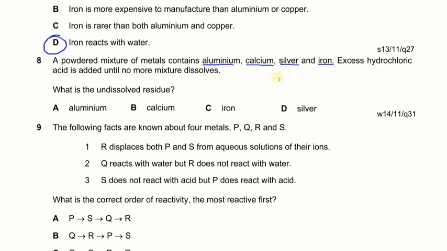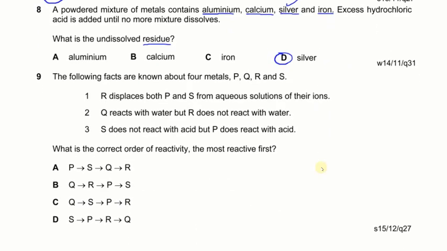Remember that metals which are more reactive react with dilute acids, and metals up to lead in the reactivity series that I have just mentioned in the previous question react with HCl. Silver is below copper in the reactivity series, so silver does not react with HCl, so that will be your residue. Residue means something that is present in the solution and that is insoluble. Fine. Let's see the next one.